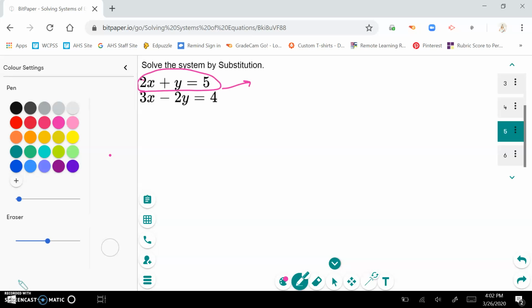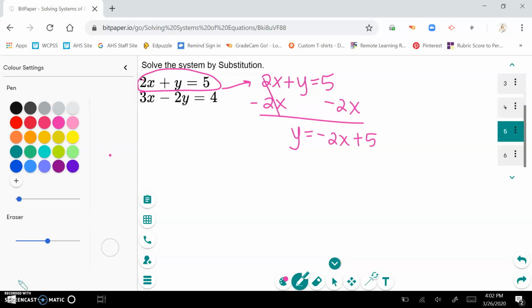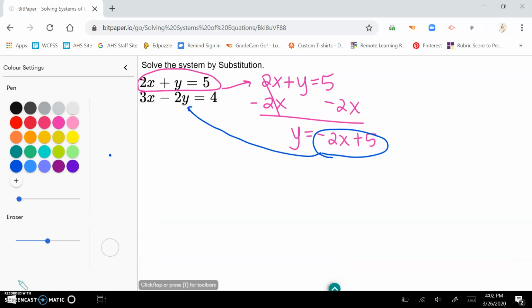So I can take that equation over here and I can solve it for y by subtracting 2x. So I get y equals negative 2x plus 5. And then I can take this expression for y and plug it in for y into the other equation. You always want to make sure that you plug into the equation you did not solve.